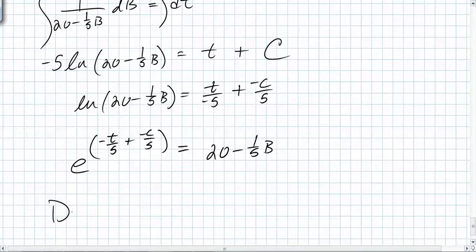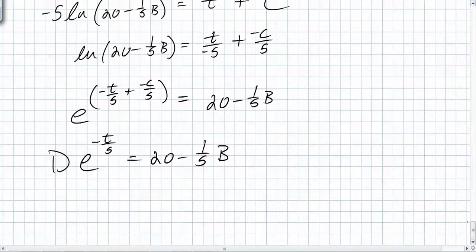What do we still need to isolate here, right? So what are we going to do? I'm going to say d times e to the negative t over 5 equals 20 minus 1/5 b. Why am I allowed to just call that d? e to the negative c over 5 is just a constant. I'm just making a new constant. Yeah, it's annoying, but you can do it. Yes, it's a constant. d is equal to e to the negative c over 5. I just fashioned a new constant out of it. Yeah, they do it all the time. They just go, meh, constant.